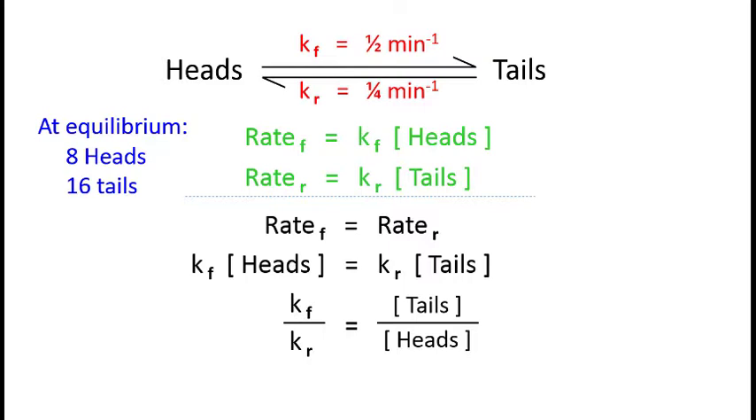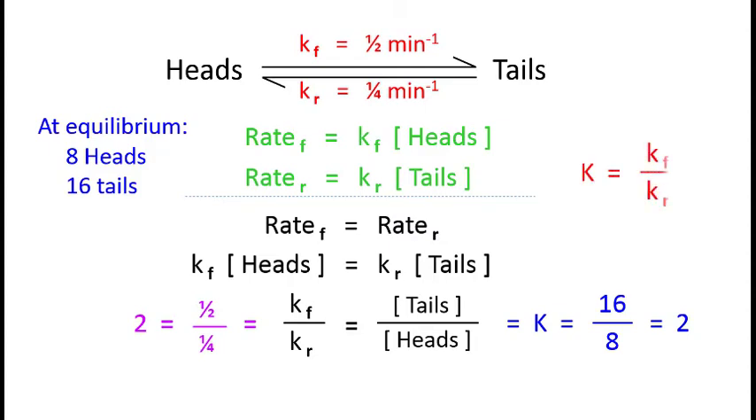We immediately recognize the right-hand side of this expression as the expression for the equilibrium constant, which we already found as equal to 2. If we evaluate the left-hand side of the equation using the rate constants given, we find 1/2 divided by 1/4, which also equals 2. This shows the relationship between kinetics and equilibrium, between the rate constants and the equilibrium constant.